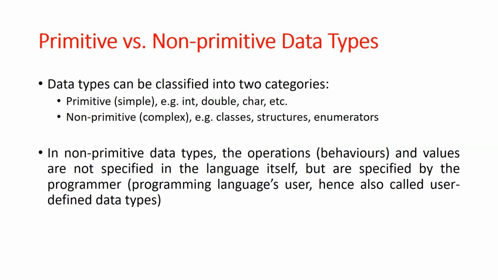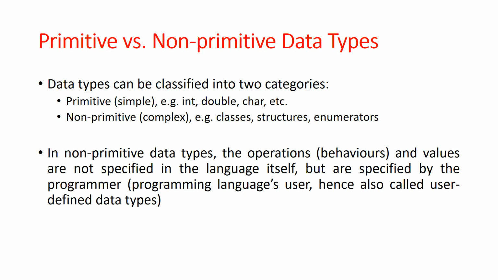We have two main types of data types: primitive and non-primitive data types. Primitive data types are data types that the programming language already comes with, such as integer, double, character, float, boolean, and variations of those. Non-primitive data types are data types that the programming language doesn't come with, and the programmer, who is the user of the programming language, defines them. In C++, for example, we can have classes, structures, enumerators. These are non-primitive data types.